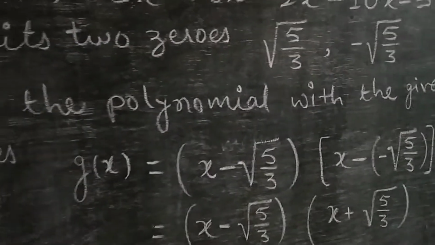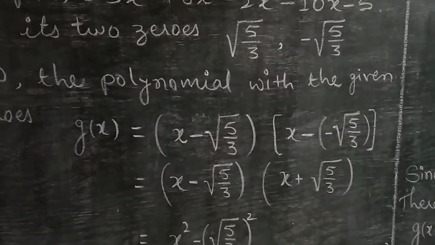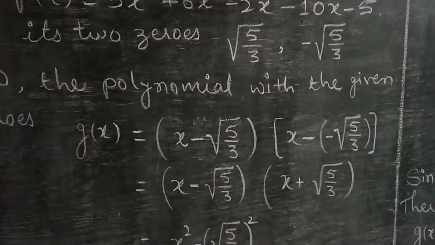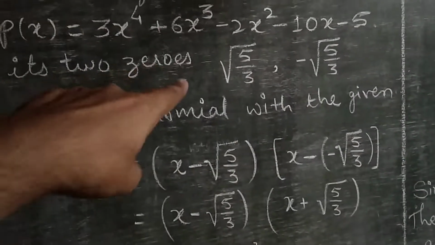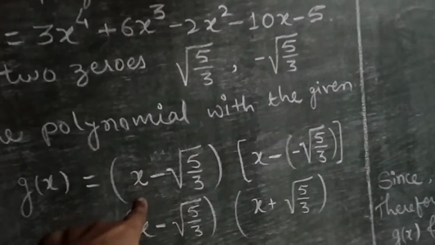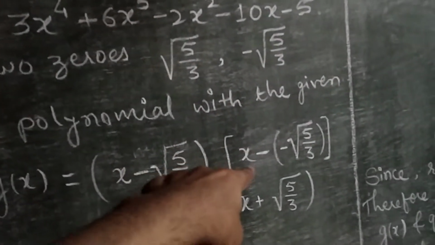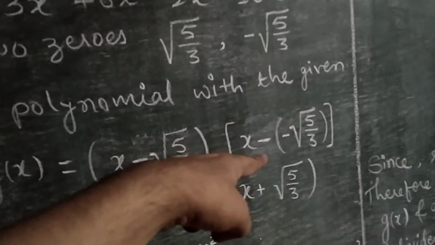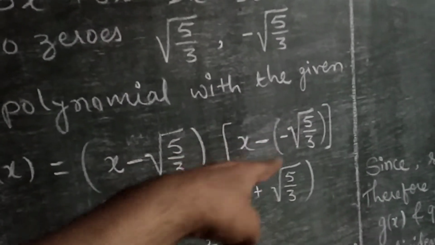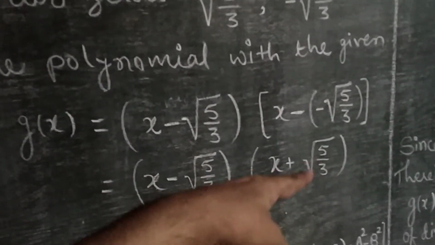So first we will form the polynomial with the given zeros, g of x, and it is x minus alpha, x minus beta. Here alpha is root 5 upon 3 and beta is minus root 5 upon 3. So here it is x minus alpha, x minus root 5 upon 3, and x minus beta. Beta is already in minus sign, so it will become minus into minus plus. So x minus root 5 by 3 and x plus root 5 by 3.